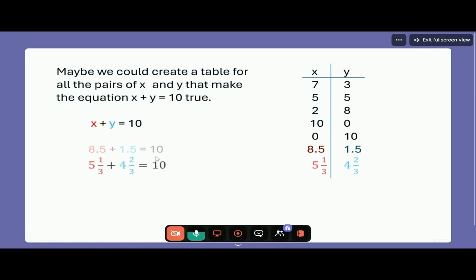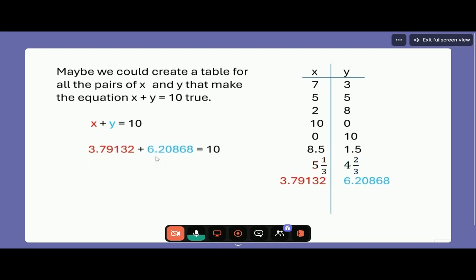Or fractions. If you add up 5 1/3 and 4 2/3, you get 10. The numbers could get really ugly like that. You can double check that if you want, and you'll see that those two numbers do add up to 10. So that is another solution to the equation. It's another pair of x and y that makes the left side equal the right side.